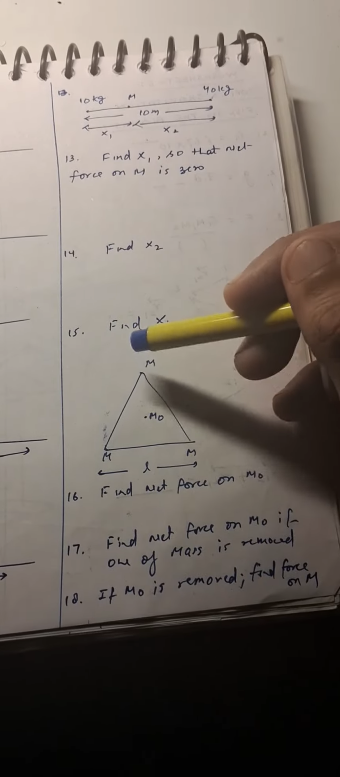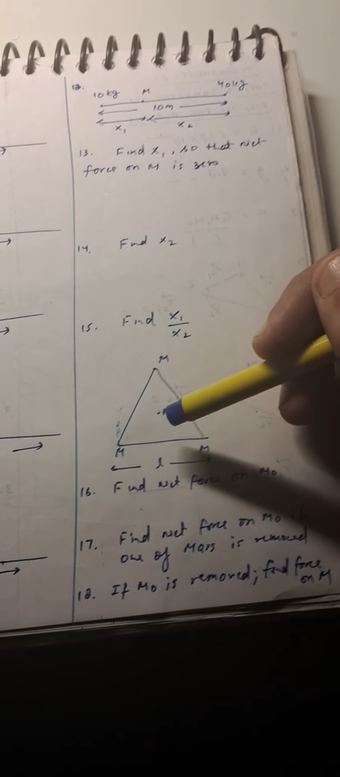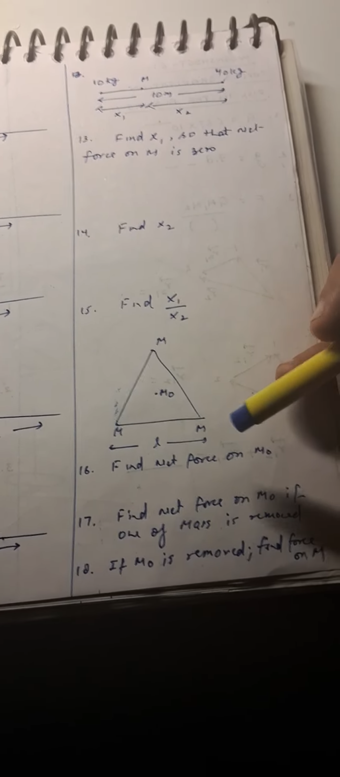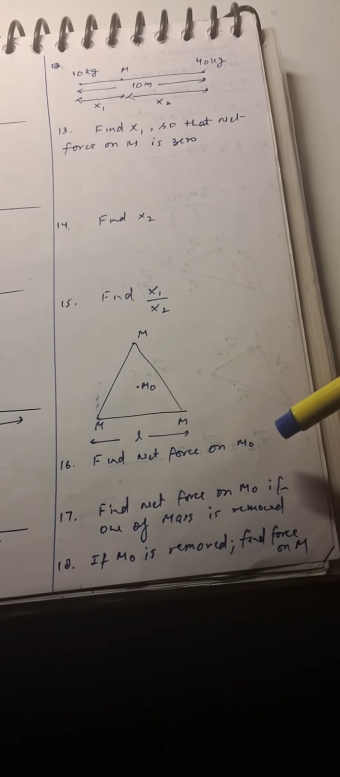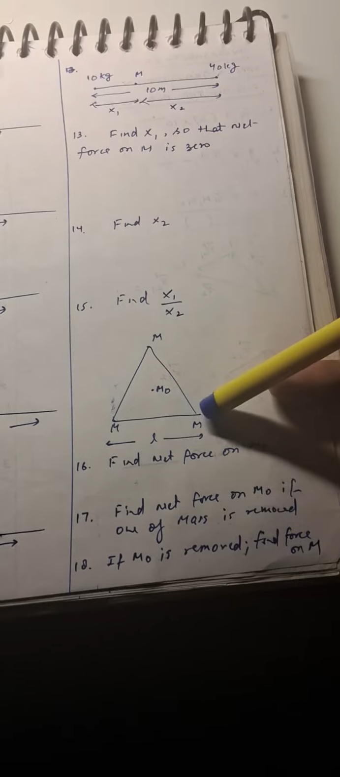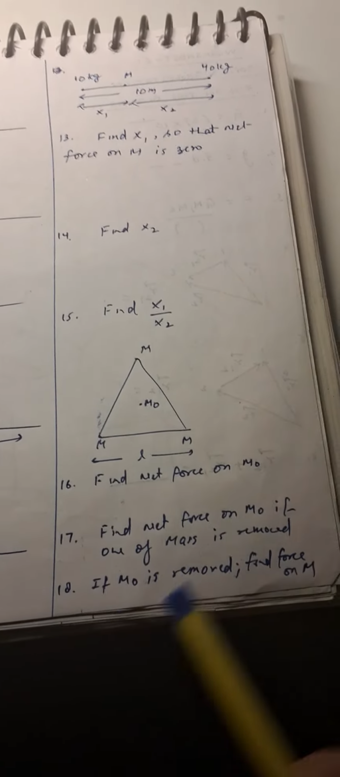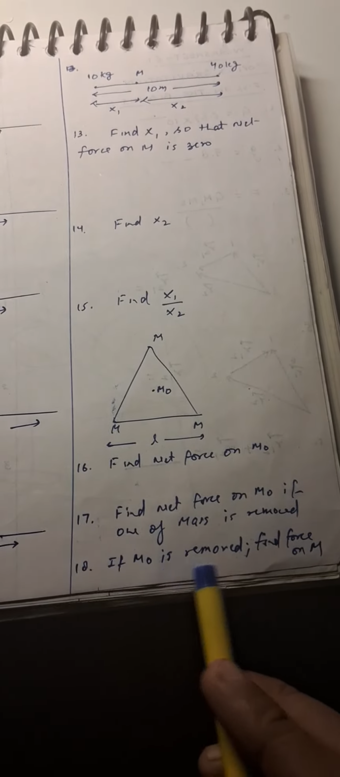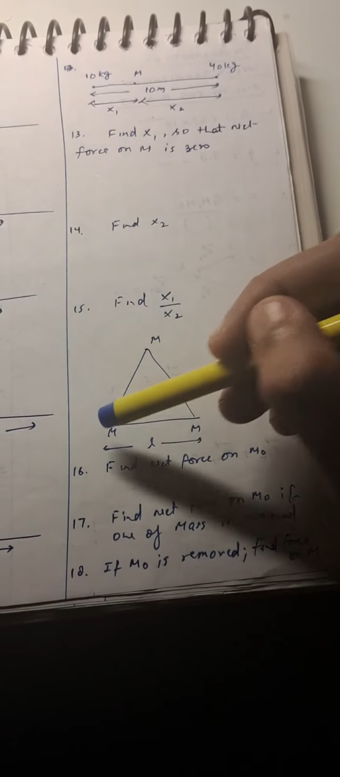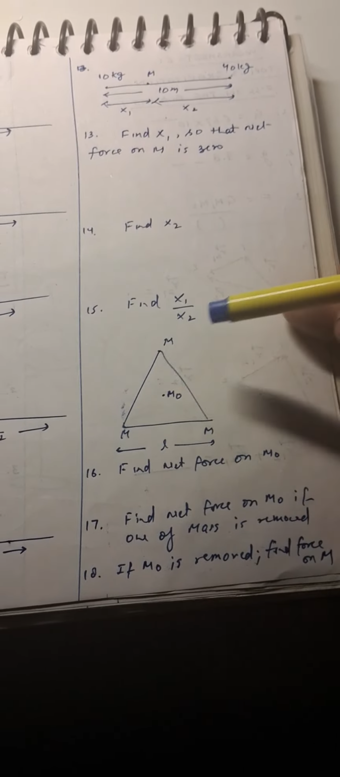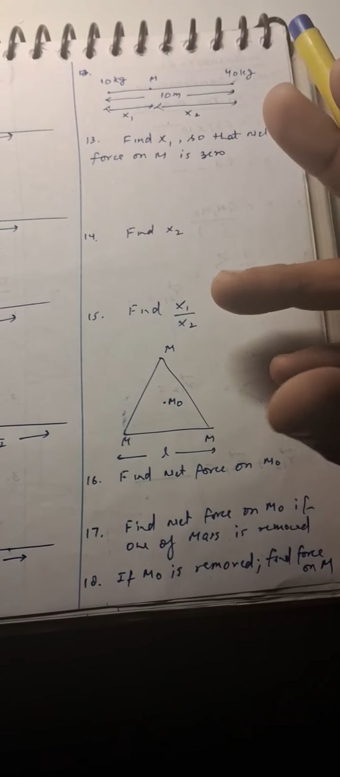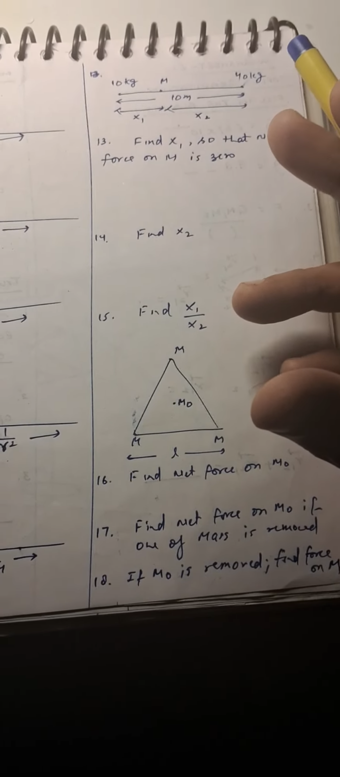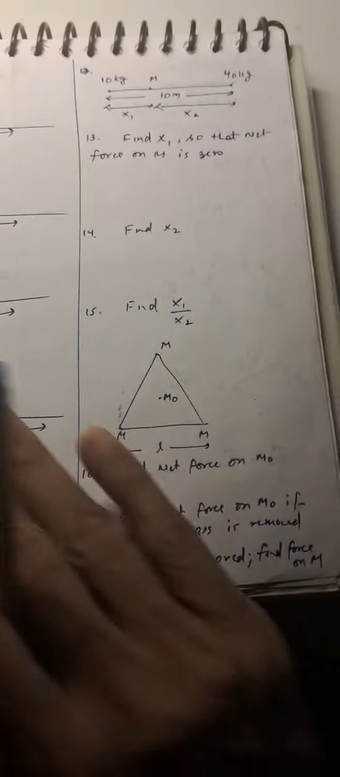Then there is another question involving a triangle. Three masses are placed at the vertices of an equilateral triangle, and the mass m0 is present at the centroid of the triangle. You need to find the net force on m0. Next, find the net force on m0 if one mass is removed. Suppose you remove one of the masses, what will be the net force? In the next question, if m0 is removed, find the force on m. So on a particular mass you need to find the force. So it's just the use of vector forces: calculate the angle between the forces and use vector analysis to find the magnitude of the forces.